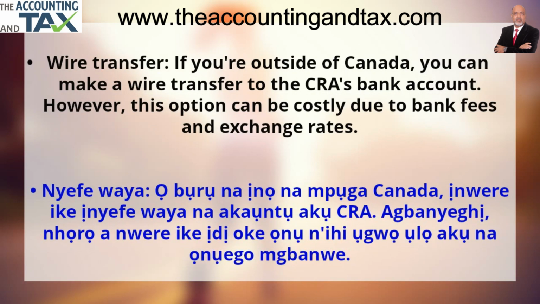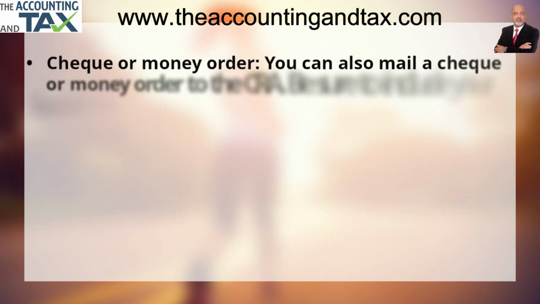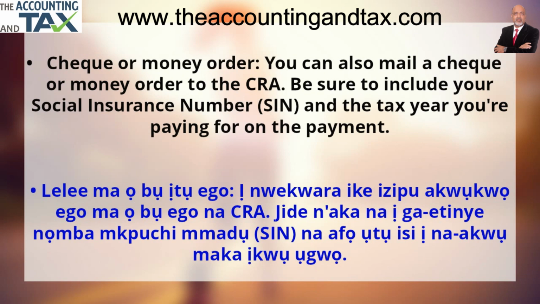Wire transfer. If you're outside of Canada, you can make a wire transfer to the CRA's bank account. However, this option can be costly due to bank fees and exchange rates. Check or money order. You can also mail a check or money order to the CRA. Be sure to include your social insurance number, SIN, and the tax year you're paying for on the payment.